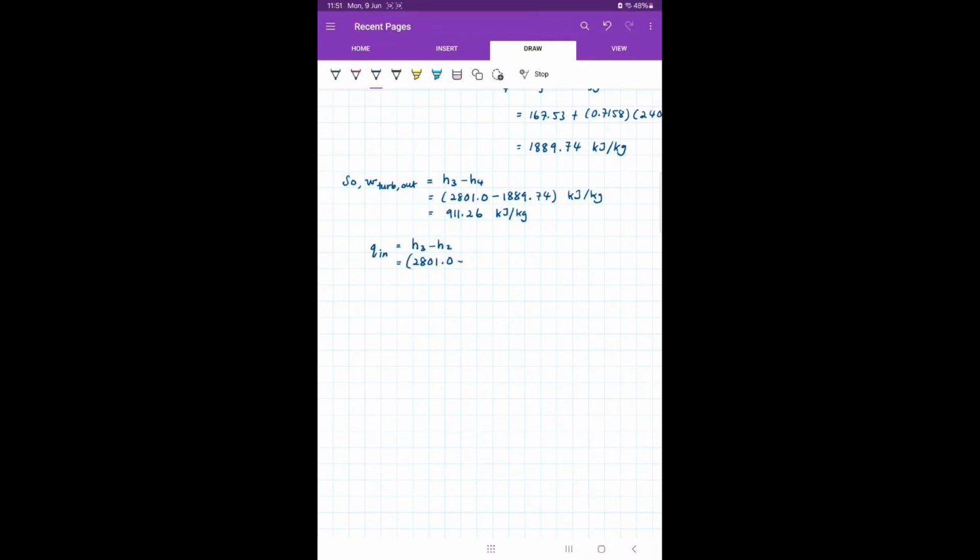So this is 2801.0 minus 171.53. So this is equivalent to 2629.47 kilojoule per kilogram. Okay, so you can see, even though the heat supply is 2000 plus, but the work produced by the turbine is only about 900.